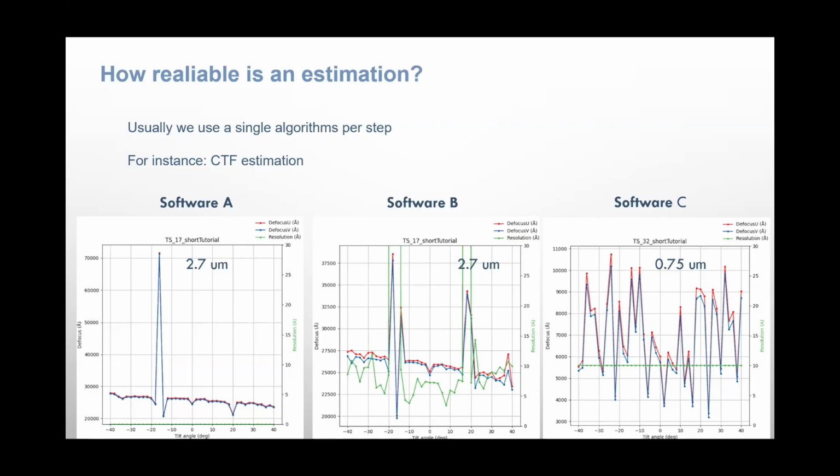completely different. So if I had used software C, the defocus estimation would be completely wrong. But if I have multiple software, I can validate the estimation of the parameters that I have. One software does not fit all datasets, so it's always good to have redundancy in the algorithms in order to estimate the parameters.